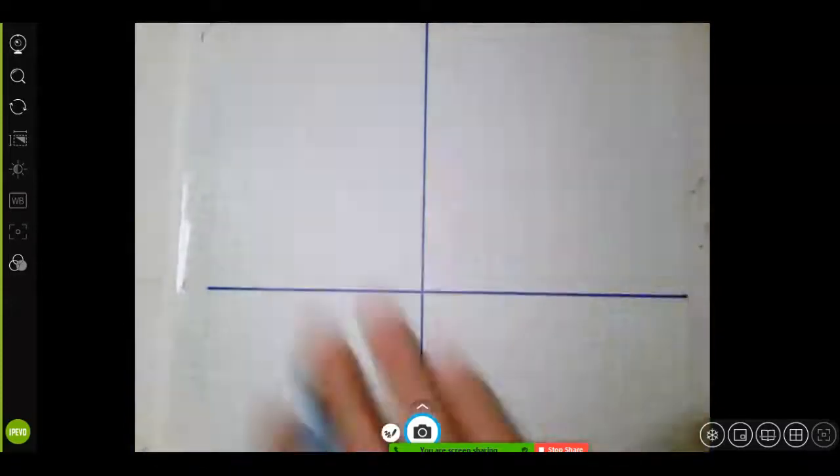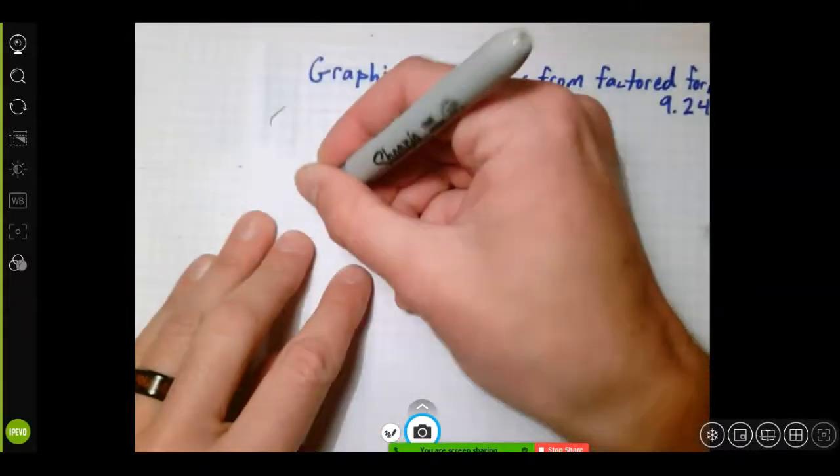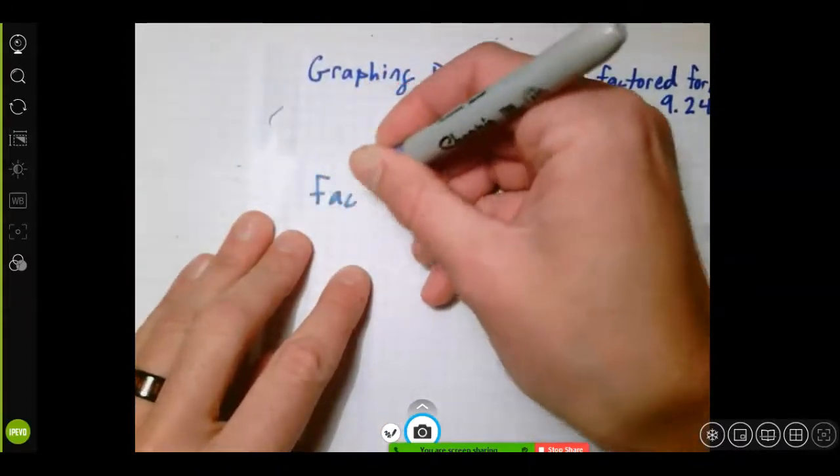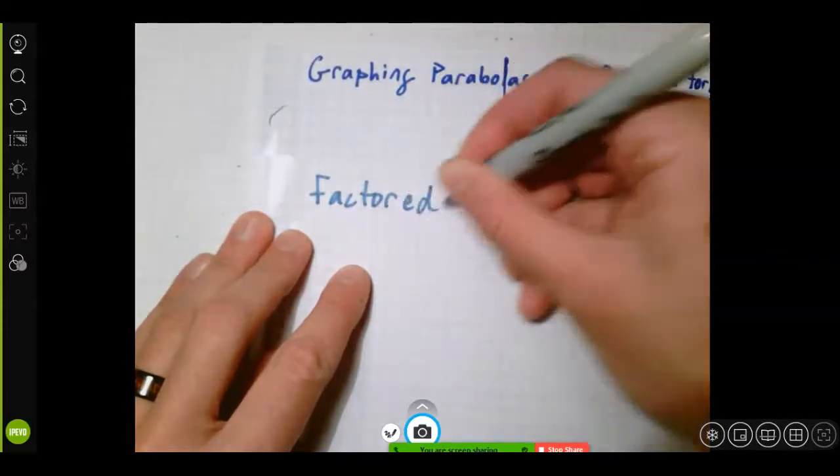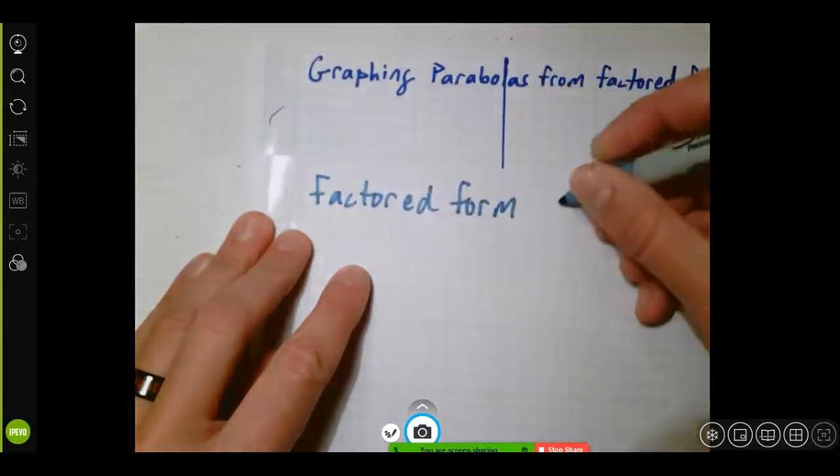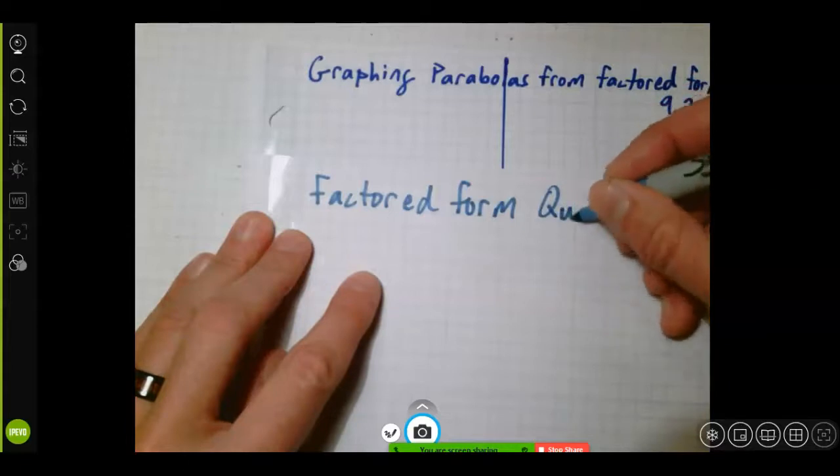All right, let's try a new one. I got to figure out where that screen went, though. I had work pulled up. Negative 6. So, by the way, guys, I would make one page ready to graph on and another page to write your work on. I don't know why it keeps starting with a lowercase letter. Factored form, quadratics, really.